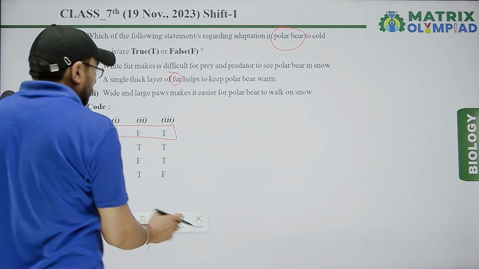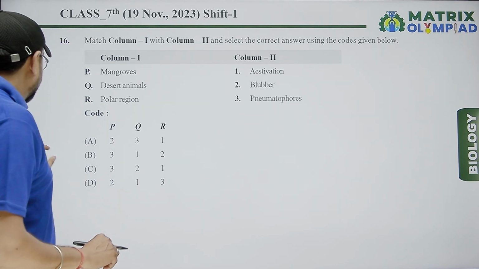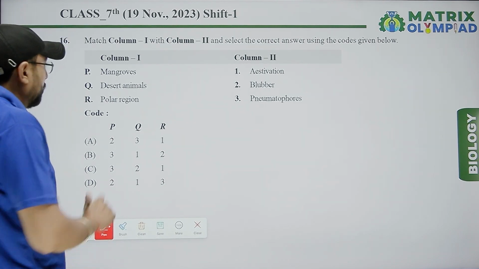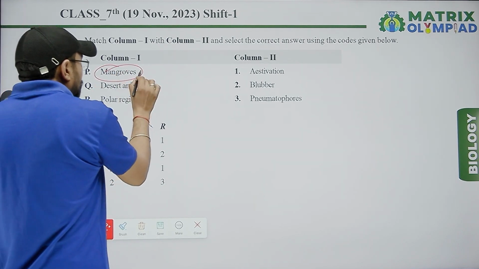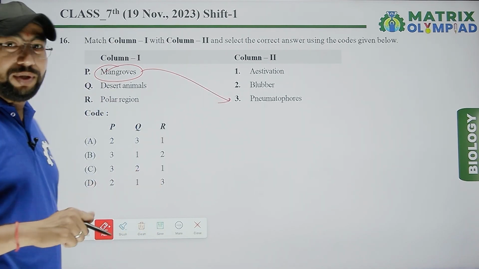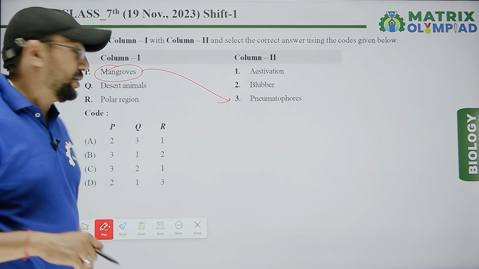Next one. Match column first and second. First column, mangroves. Mangroves are halophytic plants. Their roots come outside from the soil and show negative geotropic movement.